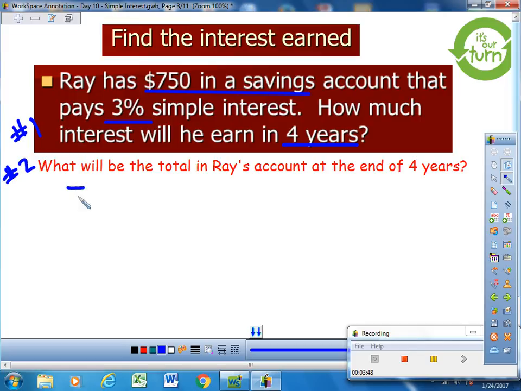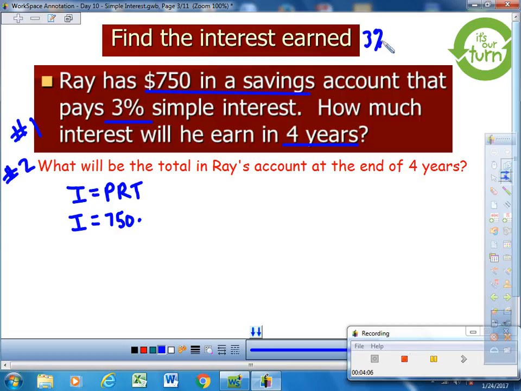So you write down your formula, I equals PRT. I, we don't know because that's what we're trying to find out. P, how much is your principal? What did he put in? That's $750, times your rate, 3%. 3% is 0.03. Remember, you move the decimal twice, so you need a 0. So times 0.03, and then how many years? What's your time? 4 years.